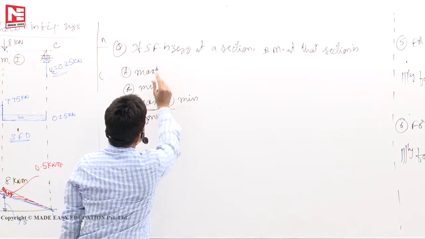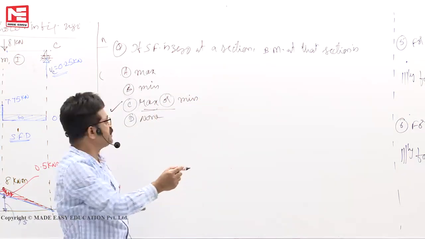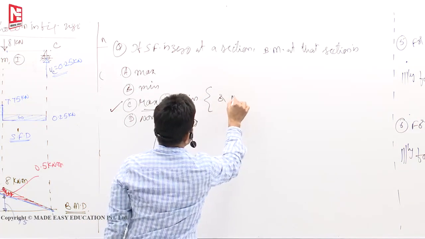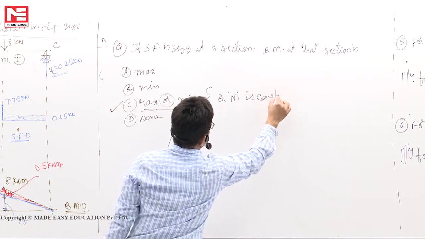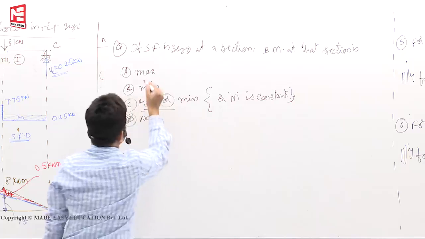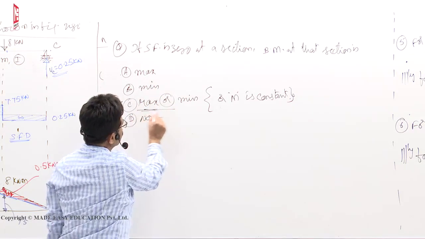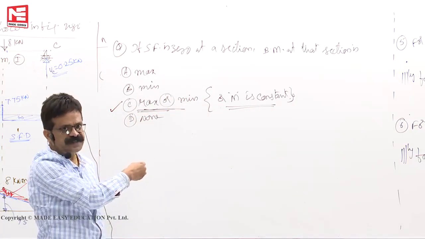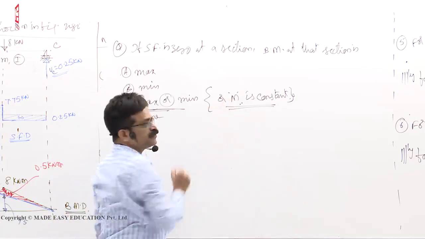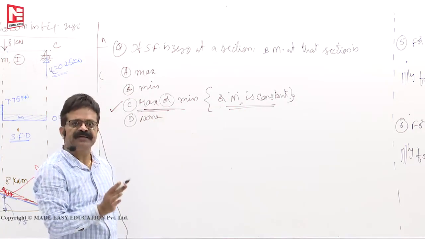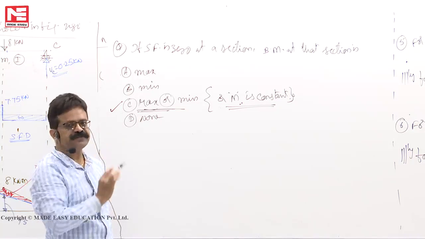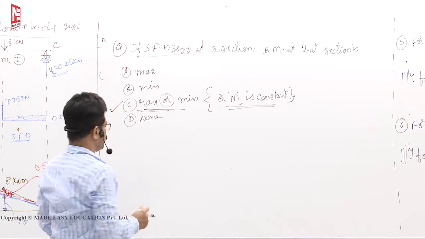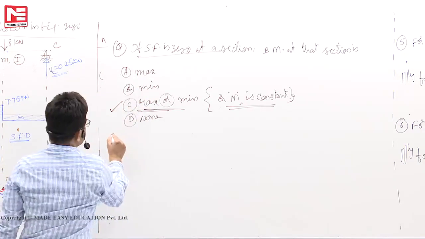Either they can ask you like this: shear force is 0 at a section, bend moment at that section is maximum or minimum, or M is constant. Either way they can ask. Maximum minimum types means options can be in this form or in this form. In one GATE paper, in this form, 4 options were given. In another GATE paper, this is given as one of the options. Then maximum or minimum will not be there. Bend moment is constant. That means shear force being 0 at a section means that bend moment is constant.